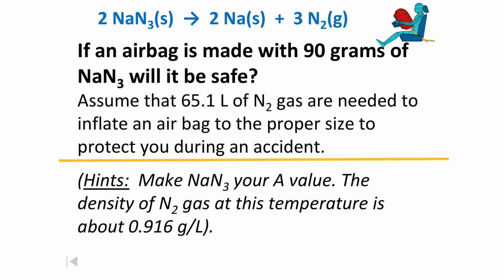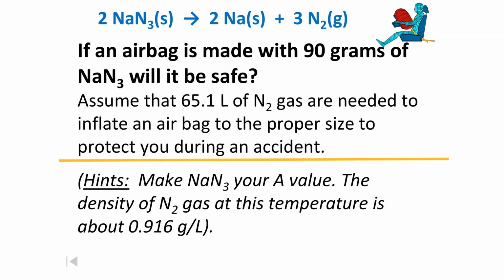We've talked about A, B values in the process of doing stoichiometry. The density of nitrogen gas at this temperature is about 0.916 grams per liter. So I'm going to pause it now. I'd like you to do this one on your own. When you've finished, hit the raise hand in Zoom, and then we'll go from there. All right, ready, set, go.